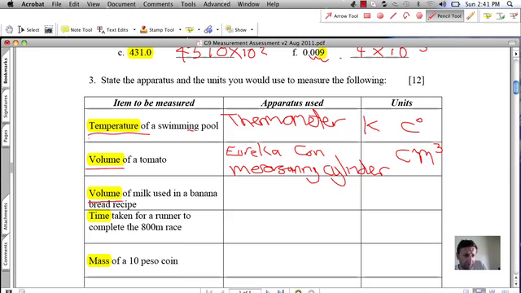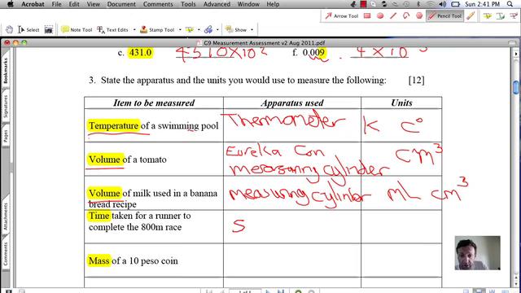Volume of milk. Well, that's a liquid, so we can just use a cylinder. Nearly. Units, well, we could just go straight in with millilitres, or again, centimetres cubed.